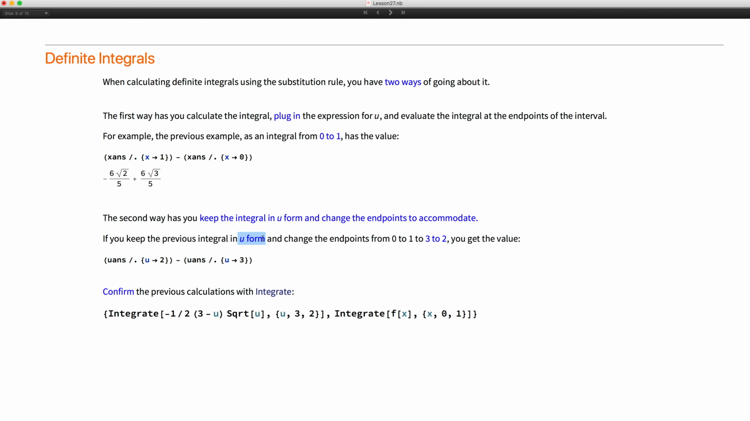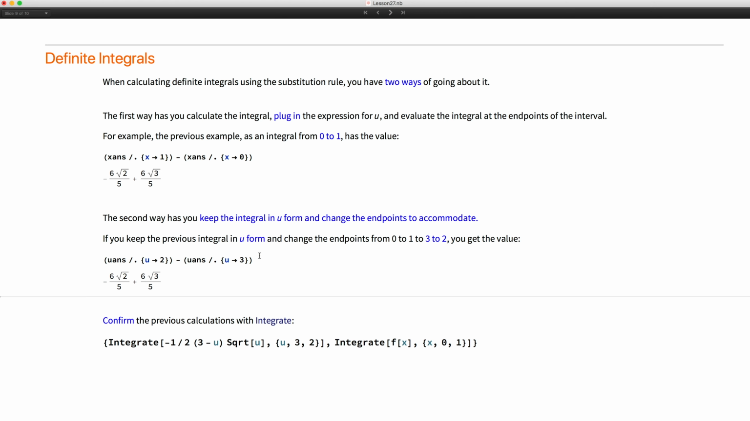And if you do that, you've got to be careful, because when x goes from 0 to 1, then u goes from 3 to 2. That's because u is defined in terms of x. So here's the answer again from the u method, and you get back just the same result, and you can check it all with Integrate, and you have the first answer is the u answer going from 3 to 2, the other one's from 0 to 1 for x, and you get back the same result in both the cases.